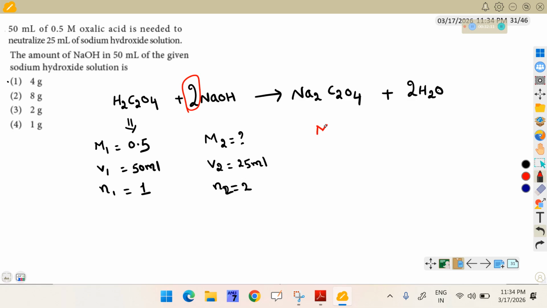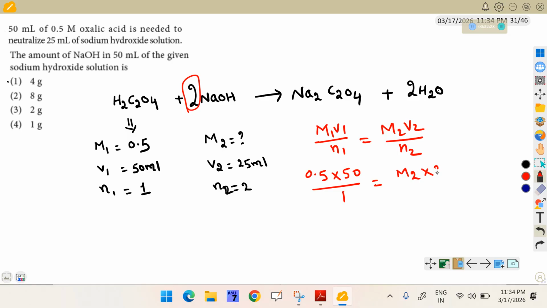Now use the formula M1V1 by n1 is equal to M2V2 by n2. Substitute the values: 0.5 into 50 by 1 is equal to M2 into 25 by 2. Then M2 is equal to 0.5 into 50 into 2 by 1 into 25. Simplify now. 2 into 4 into 0.5 is 2 molar.